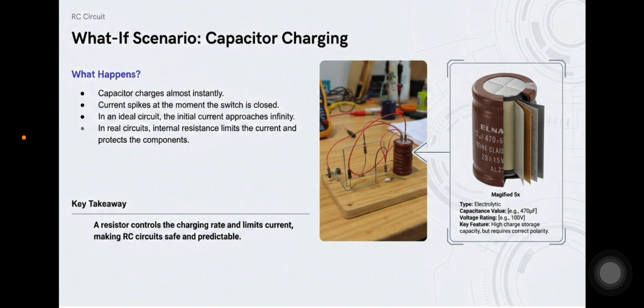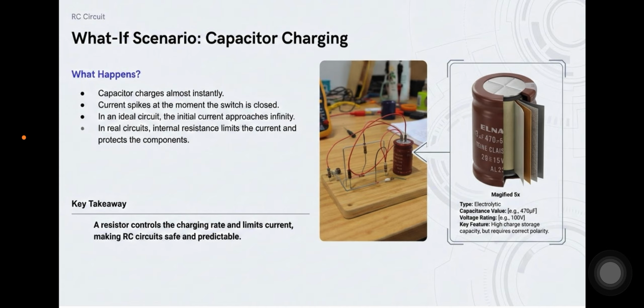This scenario considered what would happen if the resistor were removed from the RC circuit. Without the resistor, the capacitor would charge almost instantly, producing a very large initial current. In real circuits, internal resistance prevents the current from becoming infinite.